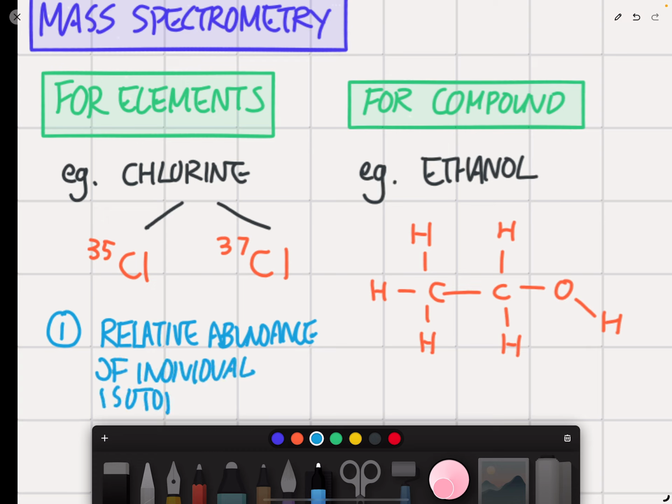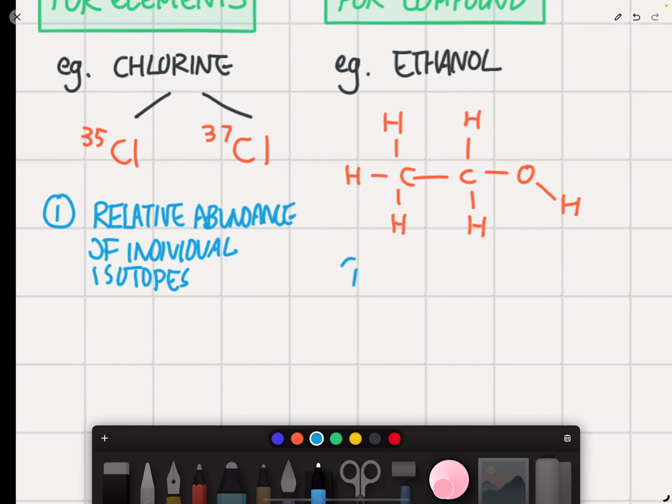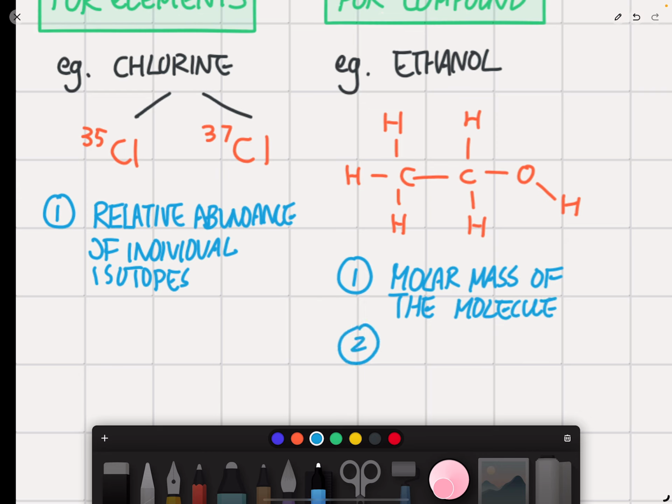And for compounds, we can determine the molar mass of the molecule, as well as deducing the structure of the molecule.